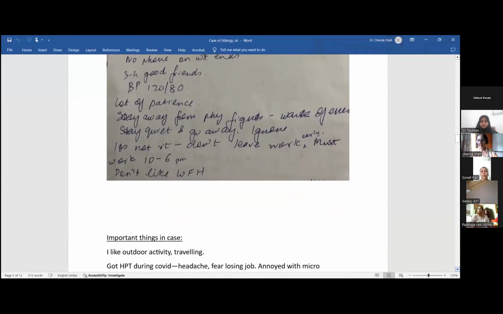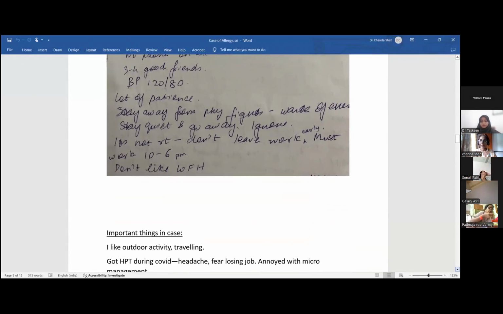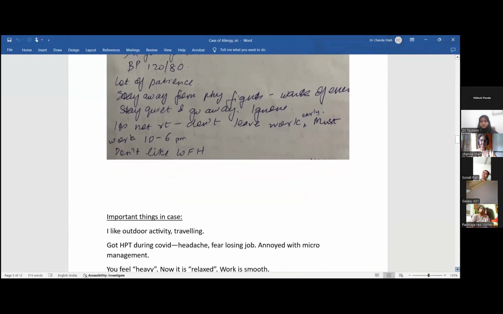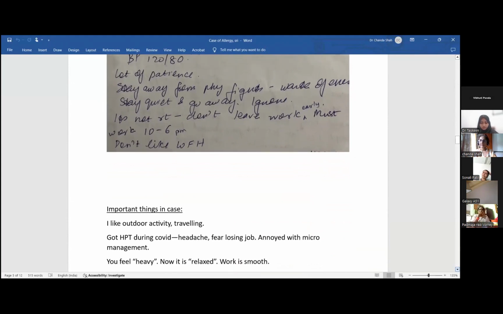What are the important things in the case? What he resonates with. He said, I like outdoor activity. I like traveling. Then, very important, he got high blood pressure during COVID. Why did he get that? Because he had the fear of losing his job and he was annoyed with the micromanagement by the boss. I asked what he felt when the boss kept asking why three meetings, why not five meetings. He said, you feel heavy. Now it is relaxed. Now the work is smooth.